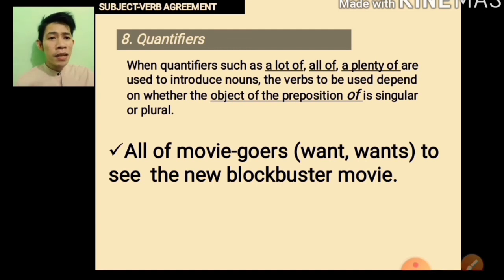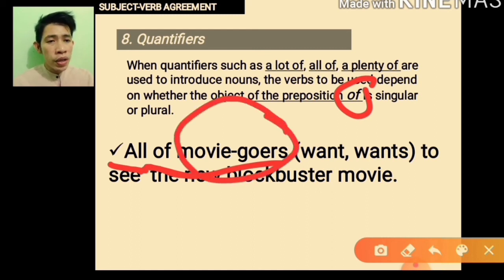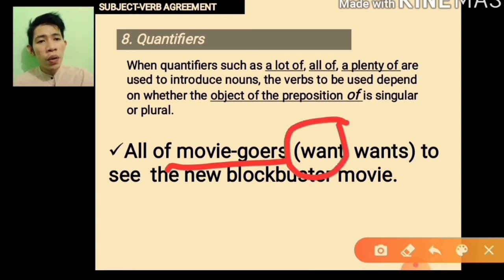In this case, meron tayong all, tama? All of. So in this case, let's try to identify where is our of preposition. And the object of the of preposition here is moviegoers. So in this case, this is the thing that we will be agree with the verb. So since it is plural, because there is s, ang gagamitin natin verb is plural as well, which is want.